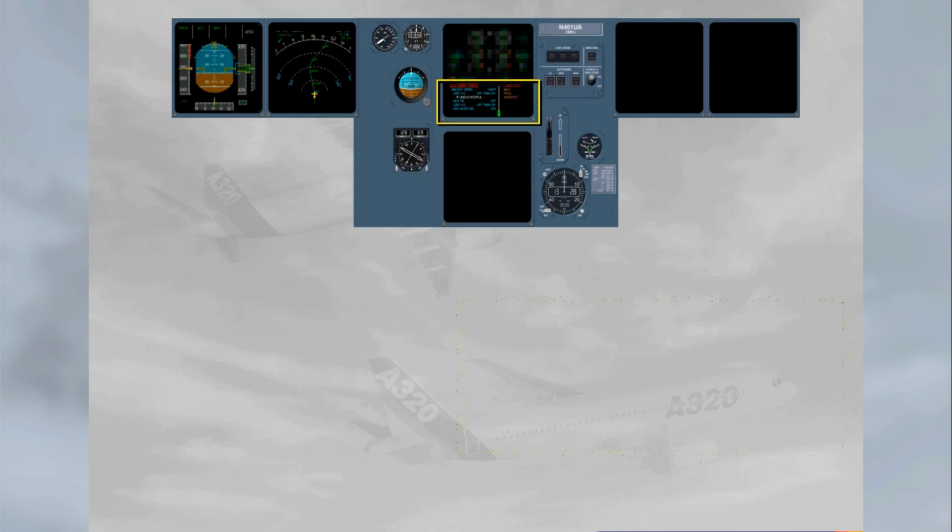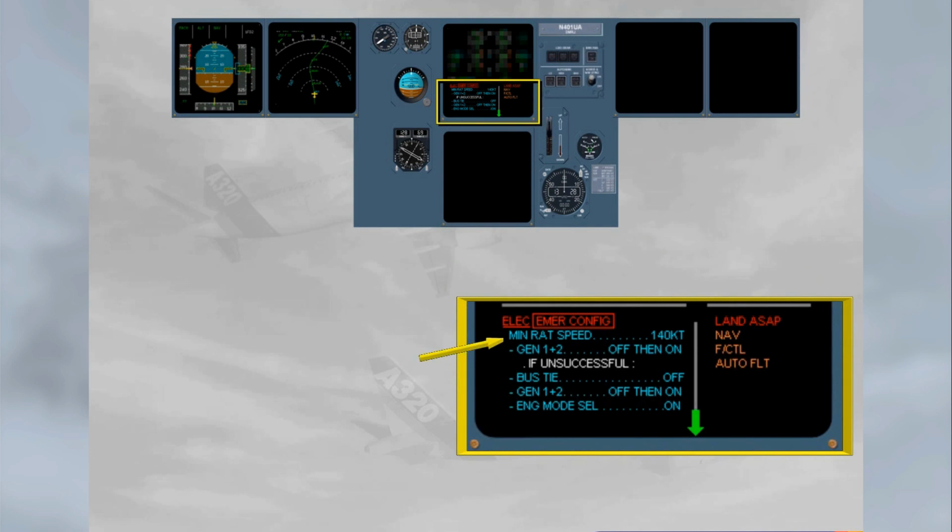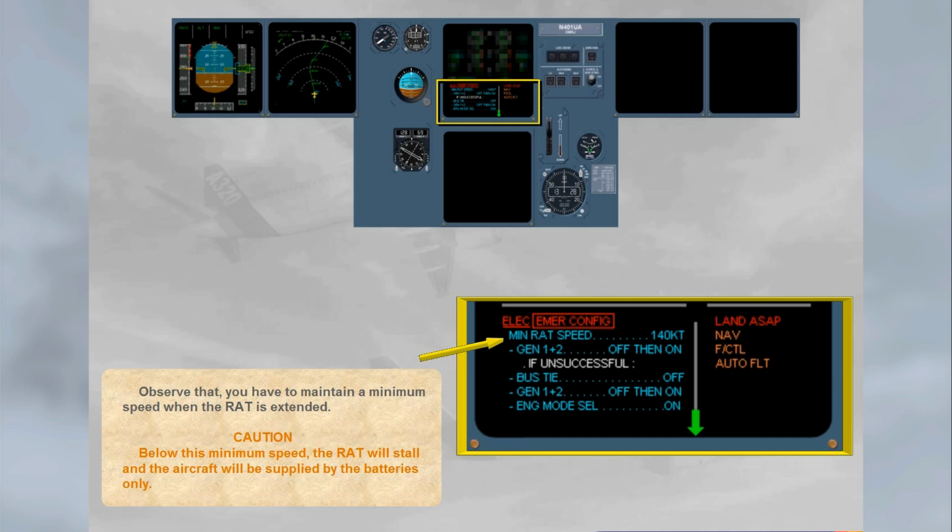Observe that you have to maintain a minimum speed when the RAT is extended. Caution: below this minimum speed, the RAT will stall and the aircraft will be supplied by the batteries only.